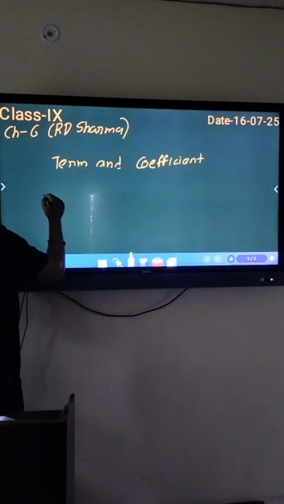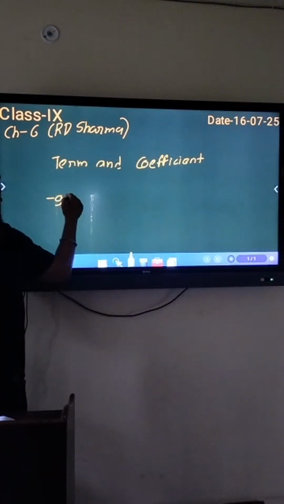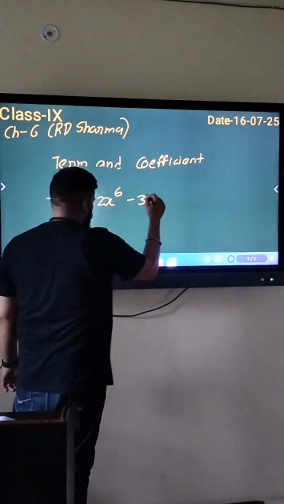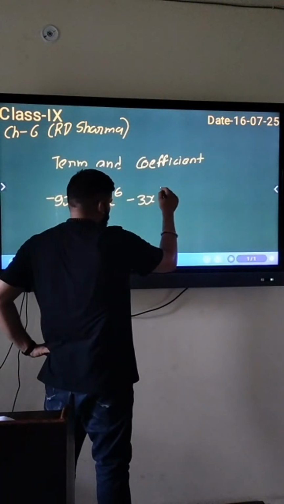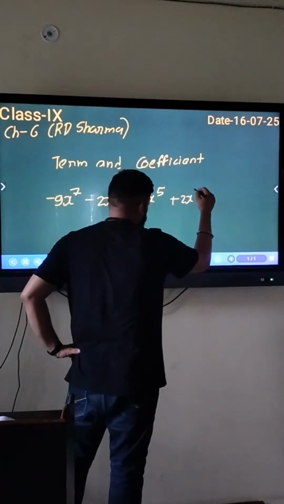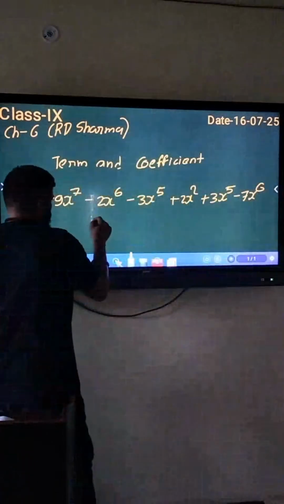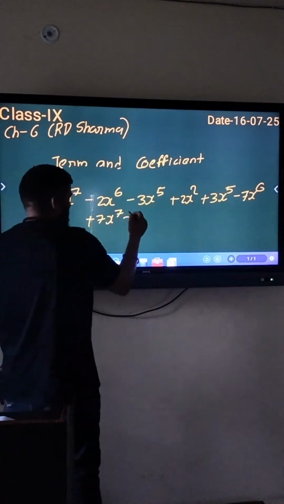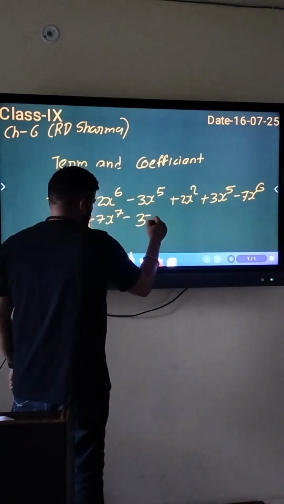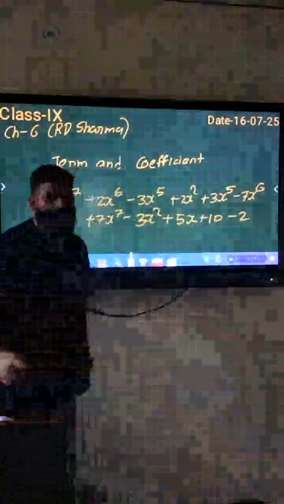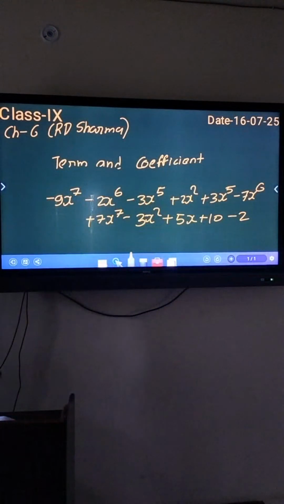Listen. Minus 9x power 7 minus 2x power 6 minus 3x power 5 plus 2x square plus 3x power 5 minus 7x power 6 plus 7x power 7 minus 2x minus 3x square plus 5x plus 10 minus 2. How many terms are there? Seven.